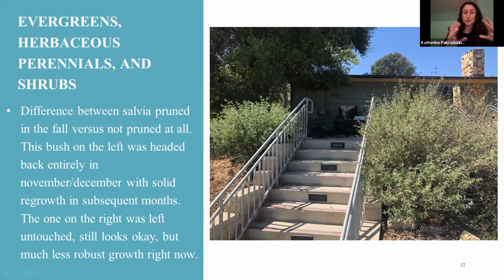You could do a partial, where you've deadheaded these flowers and then maybe just take off a third of the plant, and then it will still be really big. It wouldn't necessarily be as small as this, but you'd still get some of that rejuvenation.